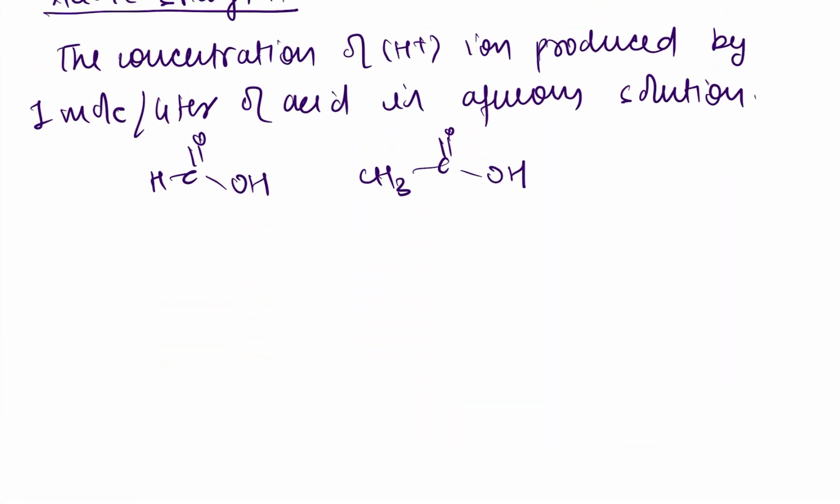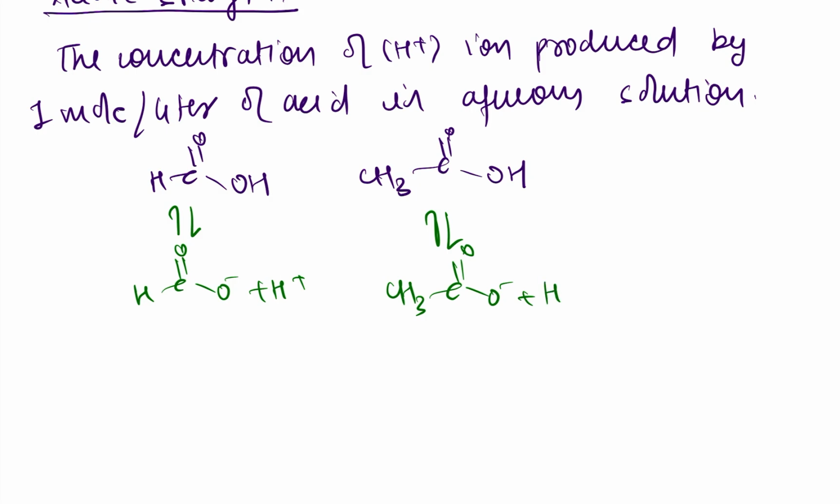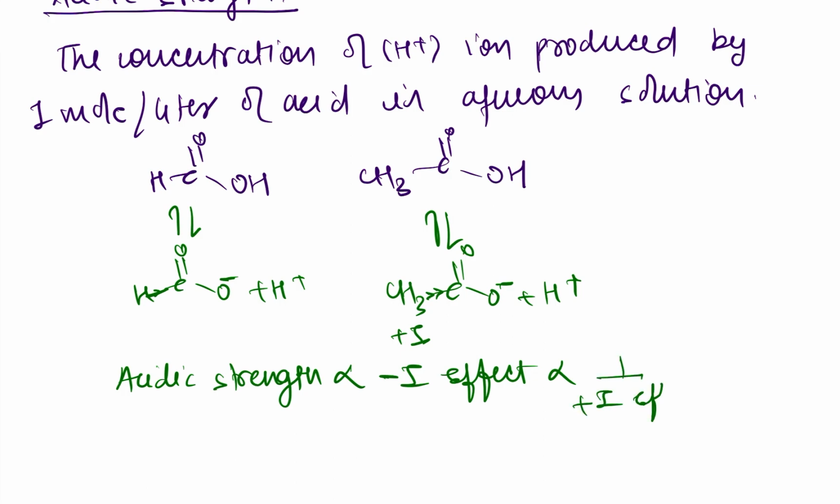So let's jump back to the question. We have this formic acid and acetic acid. Formic acid dissociates into HCOO negative, and acetic acid into CH3COO negative. Now this is an anion, and H has zero effect, and CH3 has plus I effect. So plus I effect decreases the stability of the anion, and negative I effect increases the stability of the anion. So acidic strength is directly proportional to negative I effect, or inversely proportional to positive I effect. So formic acid is a stronger acid than acetic acid. How? Because it only depends on the stability of the conjugate base, which is an anion. So that's how we define the acidic strength.